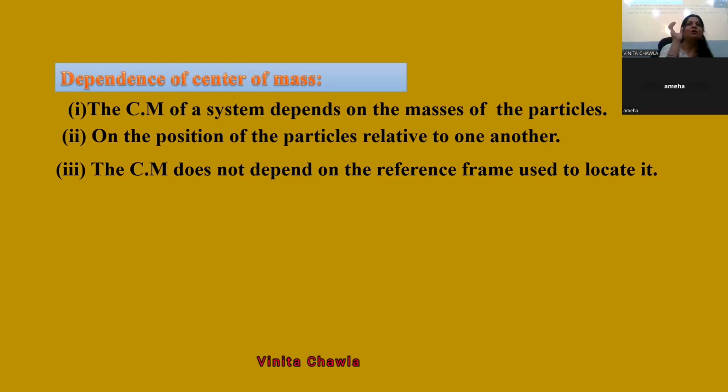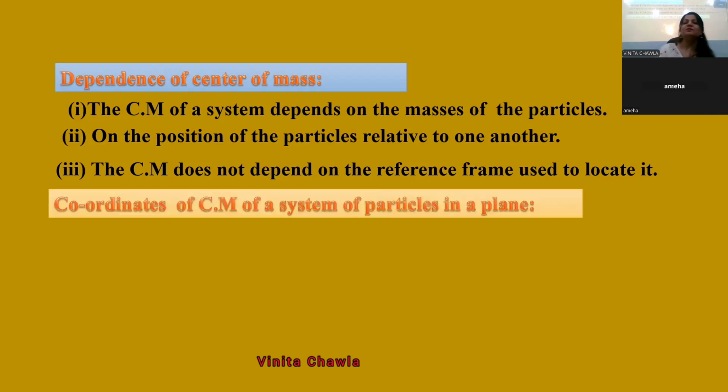We can take reference frame on a first object, a particle, we can take reference frame on second particle or nth particle or center of mass. कहीं पे भी हम reference frame choose कर सकते हैं as per our convenience. ठीक है? Coordinates of center of mass of a system of particles in a plane.